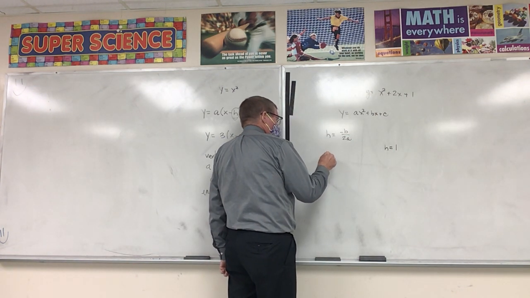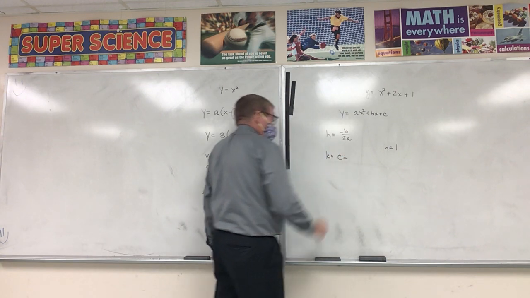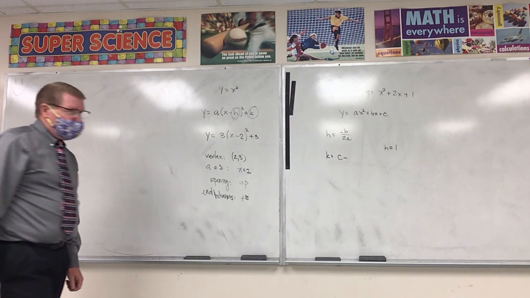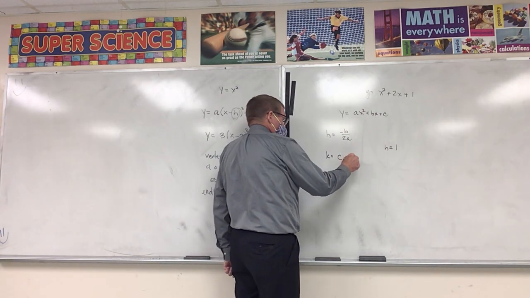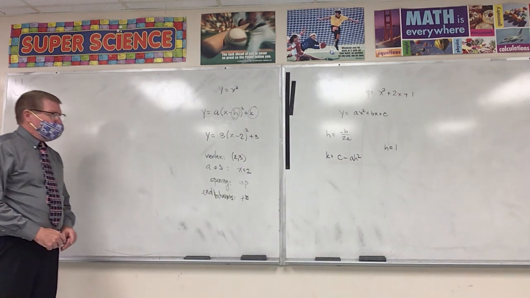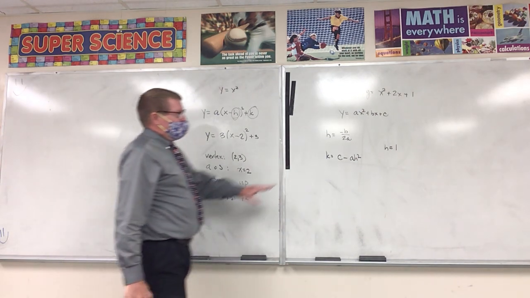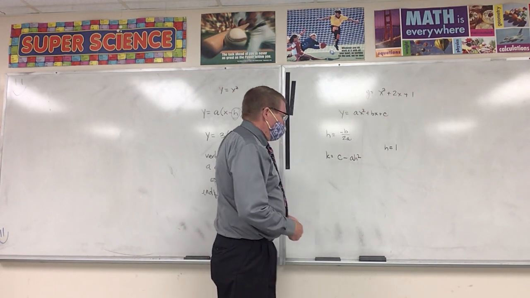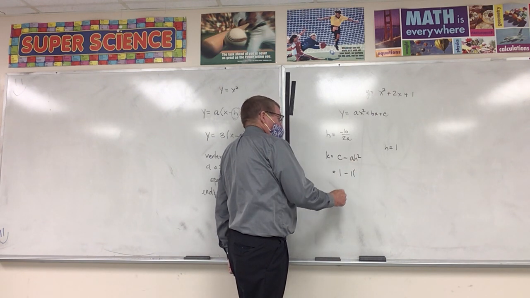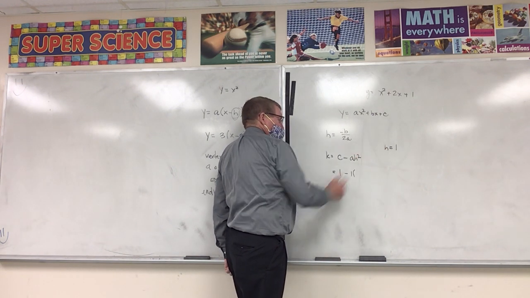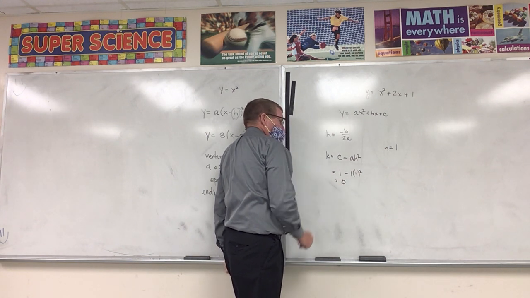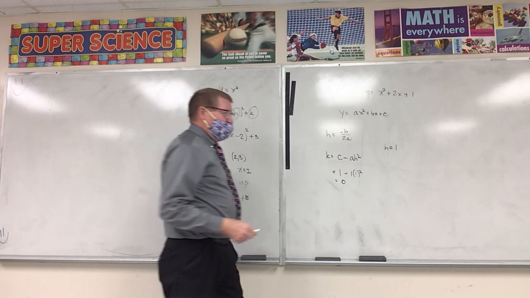I can find my k by taking c minus h squared. In this case, my c is 1, so 1 minus h squared. Where's my h? Oh, 1, sorry. 1 squared is 1, so it's 0.